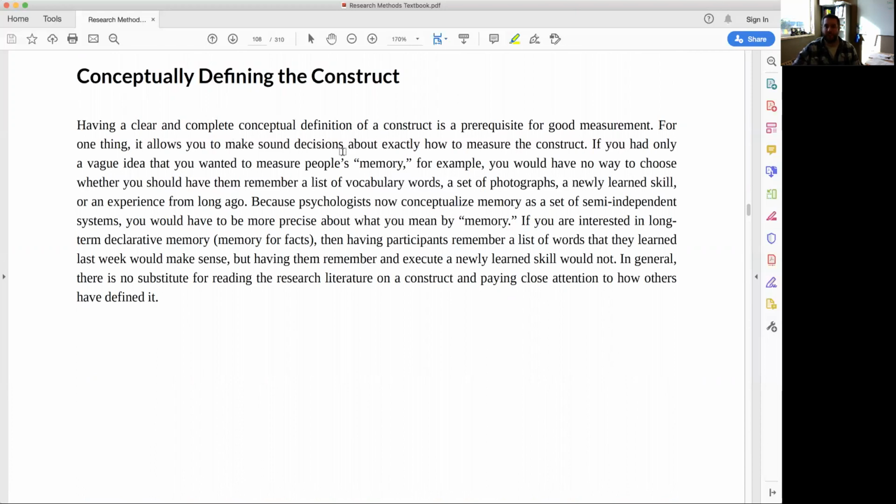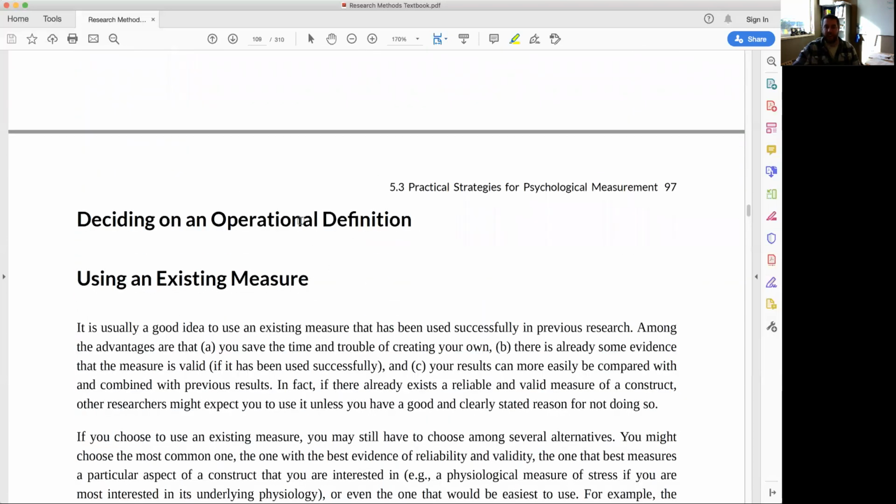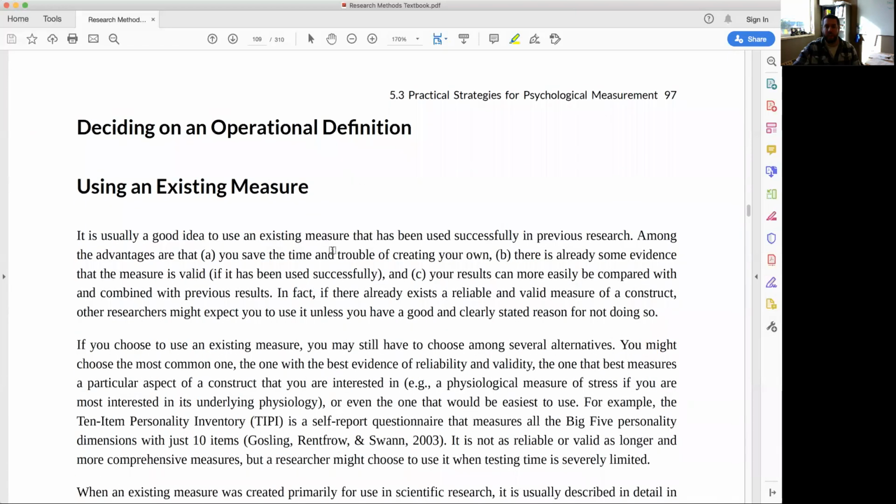Like you have to figure out, what do you mean by memory? Is it a certain type of memory? Is it memories for numbers, words? Like what is it that you're hoping to get at? And that's really the starting point for research: I'm interested in this, and figuring out what aspects of it you are interested in. From there, deciding on an operational definition, incredibly important. What is it that you mean by memory? How are you actually going to test memory? How are you going to manipulate memory or measure memory? You have to figure that all out.